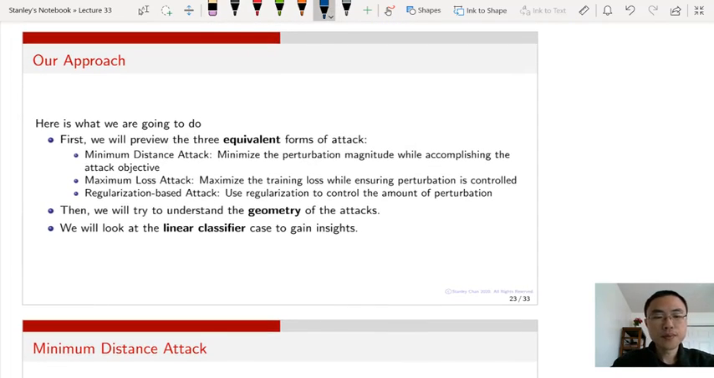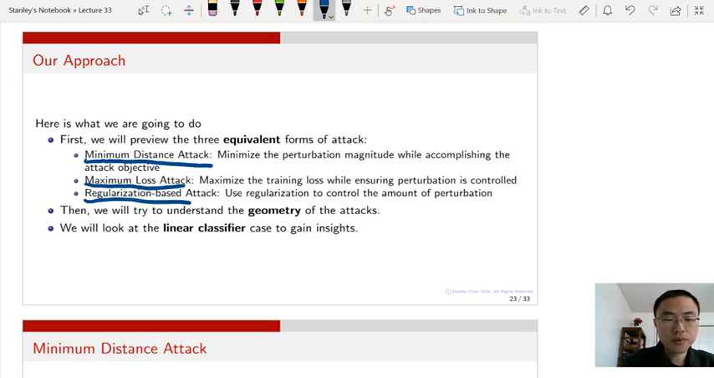Alright, so let me give you some outline of what we are going to do next for the remainder of this lecture and for the coming 2 lectures. So we are going to give you a preview of 3 equivalent forms of adversarial attacks. Now I call them equivalent because you can see that they are coming from the same optimization problem but just written in different ways. The 3 methods are called the minimum distance attack, the maximum loss attack, and the regularization-based attacks. Let me give you a quick 1-sentence summary of what each method means.